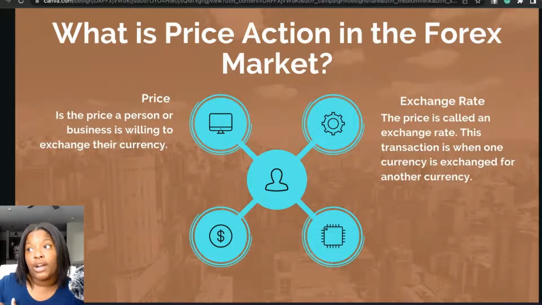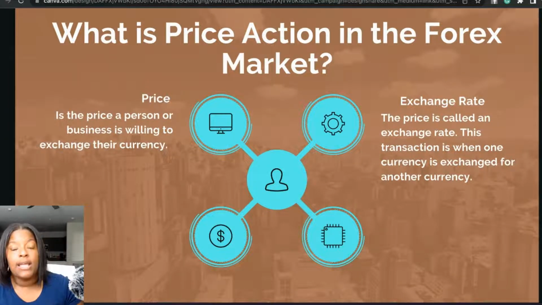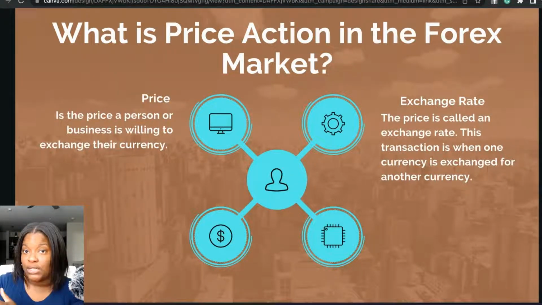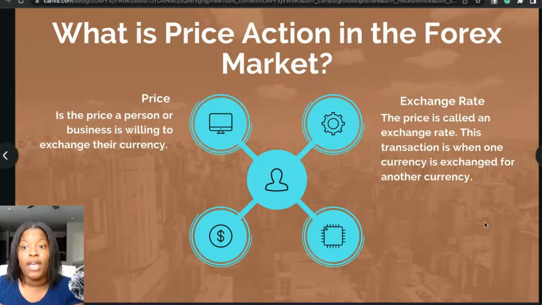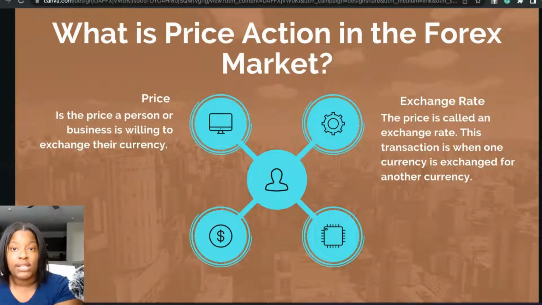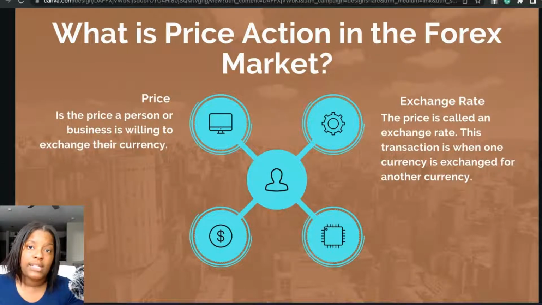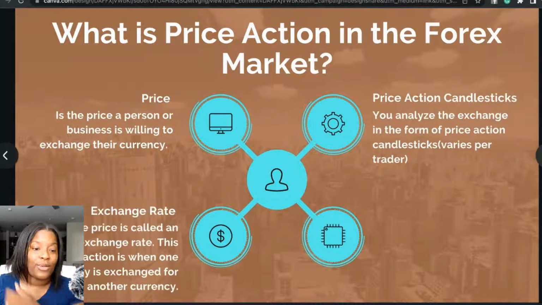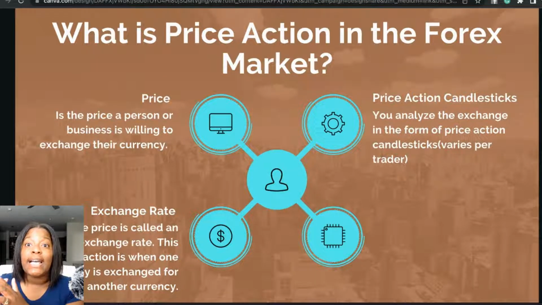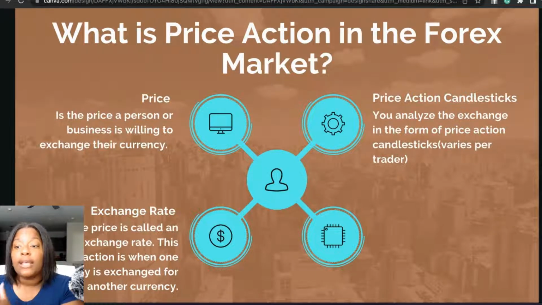They exchanged their dollar at a price. If you didn't know, that's what banks literally do for you. We're trading those transactions, so I want you to remember that. If you ever had to go overseas and you needed a different type of currency, that's the currency you would be using. Now, the exchange rate, that's what we call it. And basically, the way you are analyzing this is by price action candlesticks.